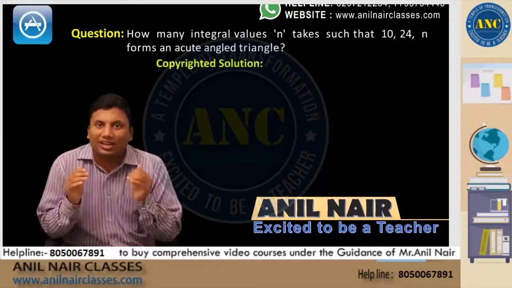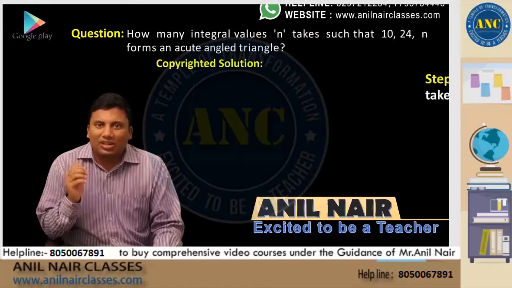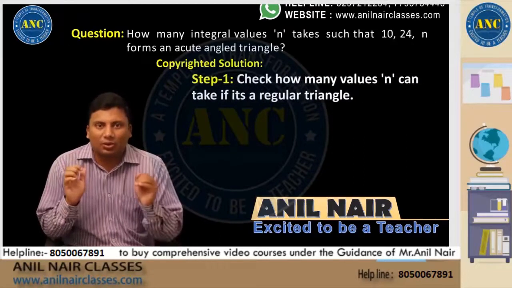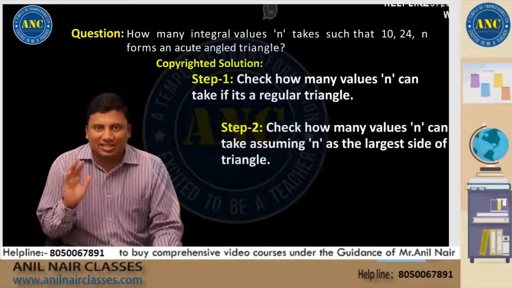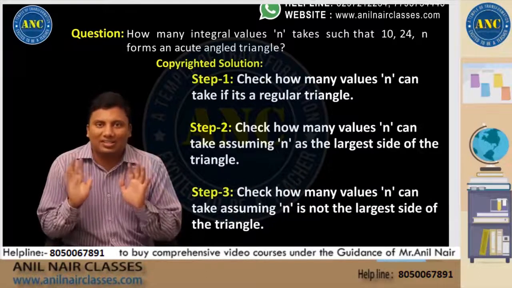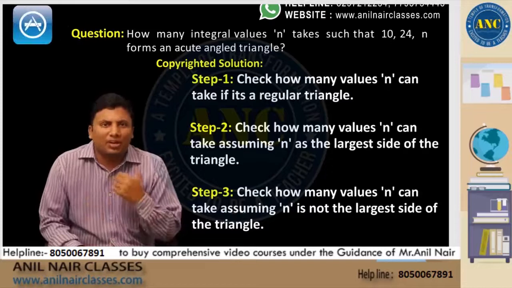Now we will solve the question in 3 steps. Step 1, we will check how many values n is taking if it forms a triangle. Step 2, we will check what happens if n is the largest side. Step number 3, what will happen if n is not the largest side. We will combine step 1, step 2, step 3, and we will get the answer.